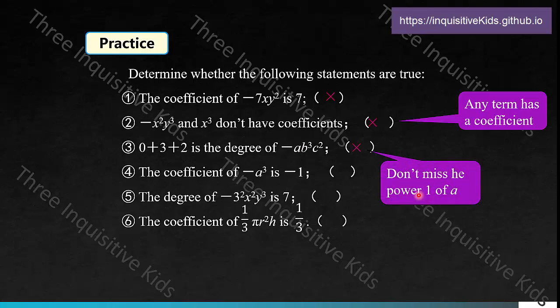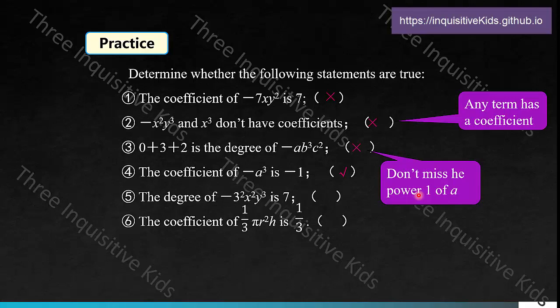4. The coefficient of negative a cubed is negative 1. Yep, that is definitely true because it can just be omitted. Negative a cubed is always the same thing as negative 1 times a cubed.